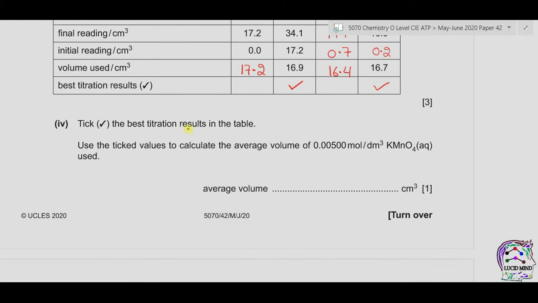Part 4, tick the best titration results in the table. We have already done that. Use the ticked values to calculate the average volume of 0.005 mol/dm³ KMnO4 aqueous used. Now average volume can be found by adding these two values together and dividing by 2. We have 16.7 and 16.9. We can find the average. So average volume obtained is 16.8 cm³.